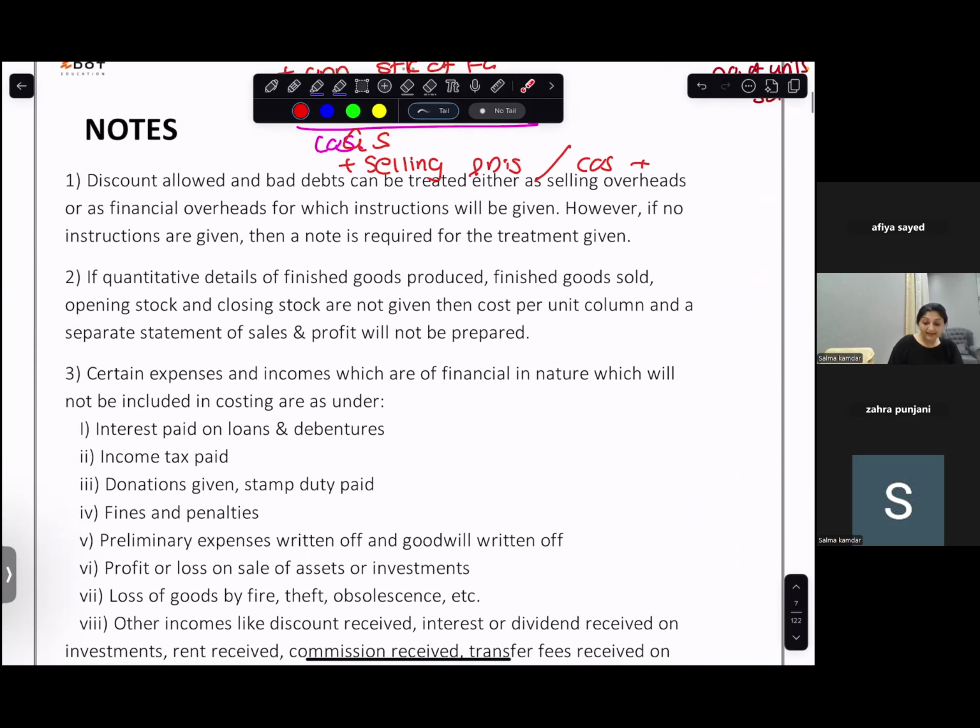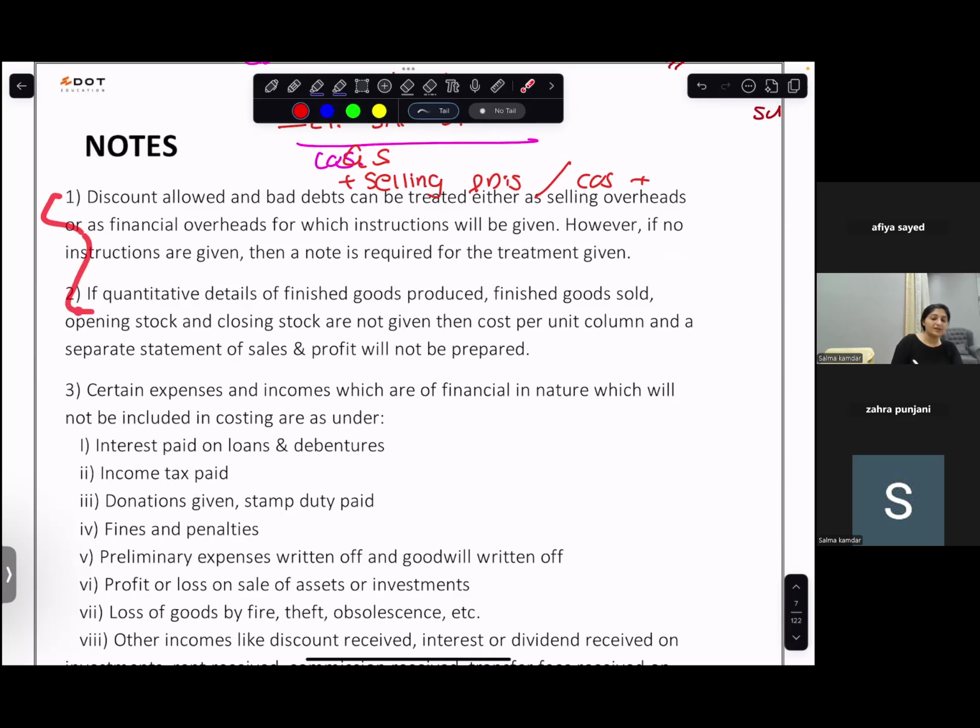Now these are some confusing points which I want you all to have notes on. Discount allowed and bad debts can be treated as selling or factory overheads, for which the instructions will be given. However, if no instructions are given, then you will write a note that this is a part of selling and distribution overheads.